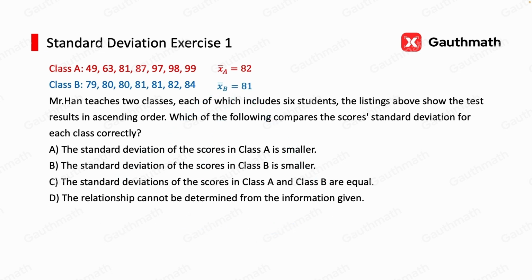Notice that the scores in class A are spread out from the mean. We have 49 as the minimum, 99 as the maximum. Meanwhile, the scores in class B are very close to the mean, which is 81 in this case. So we can tell that the standard deviation of class B is smaller. And the correct answer is B.